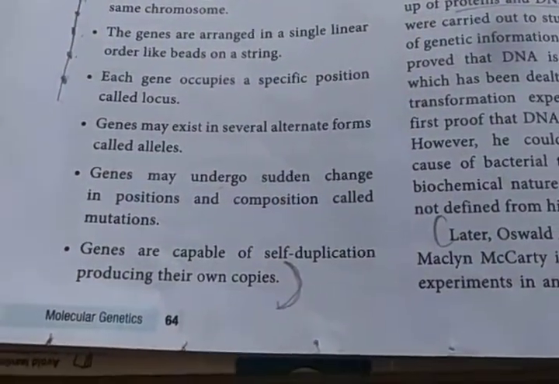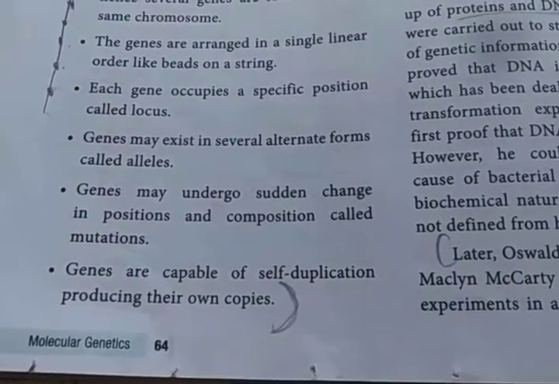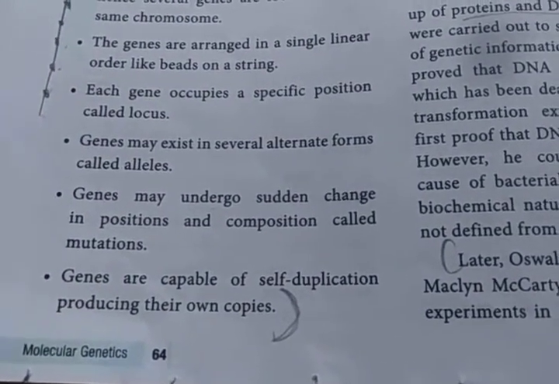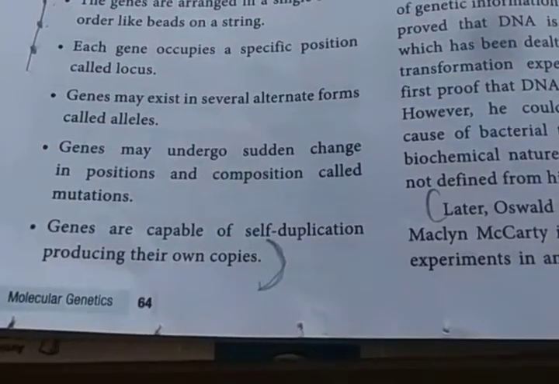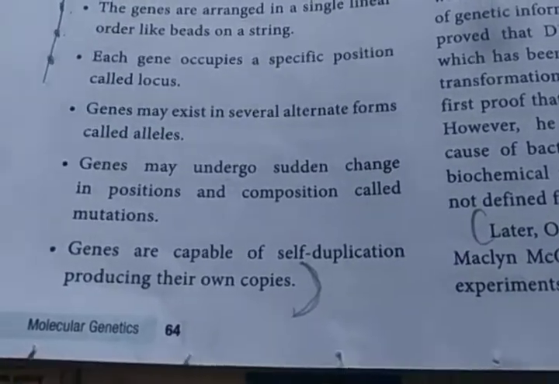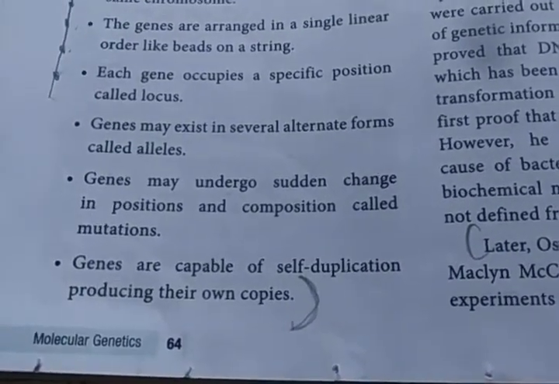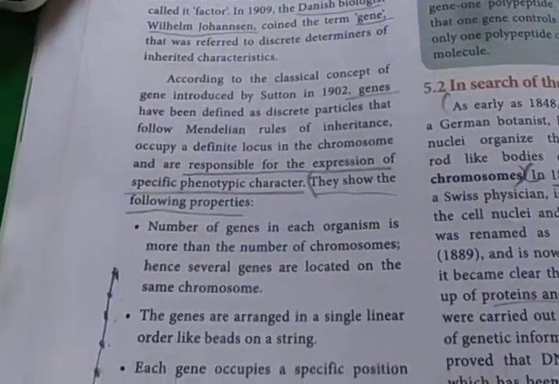Genes are capable of self-duplication, producing their own copies. Self-duplication means duplicating the same gene into multiple copies. A number of copies can be produced during their own cell division. So these are the properties of the genes. Can you all understand the properties of genes?